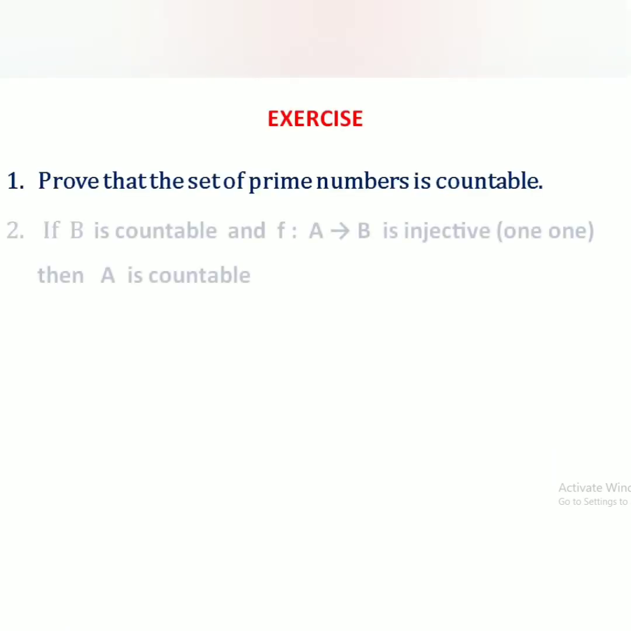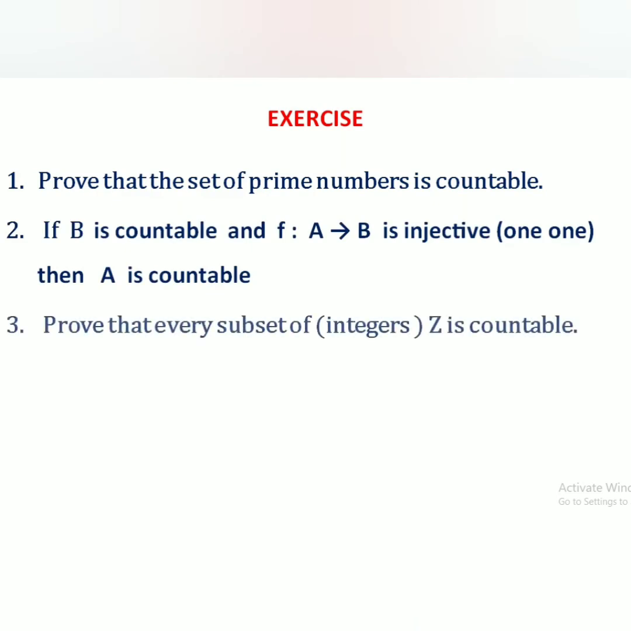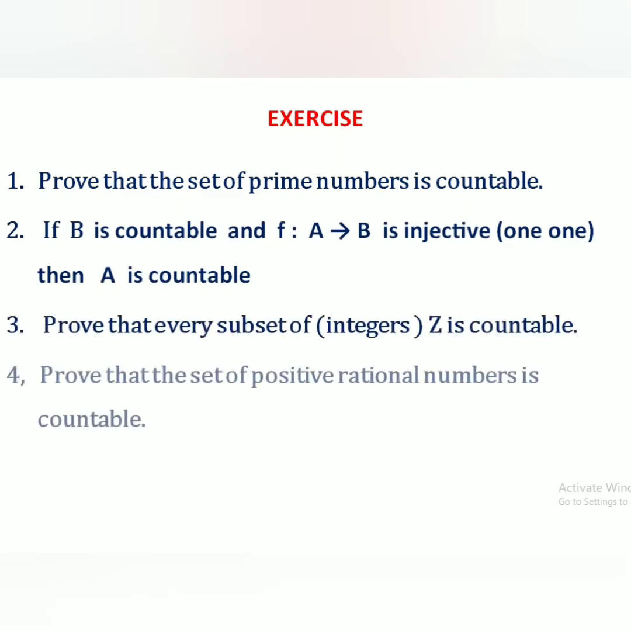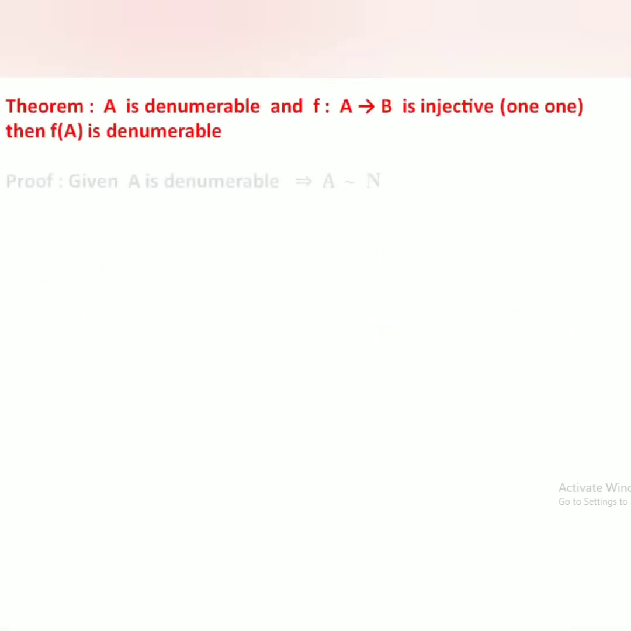After this, you have to take some exercises. These examples to try yourself. Prove that the set of prime numbers is countable, and if B is countable and F from A to B is injective, then A is countable. Prove that every subset of integers Z is countable. Prove that the set of positive rational numbers is countable. You have to try to work out examples on this one.